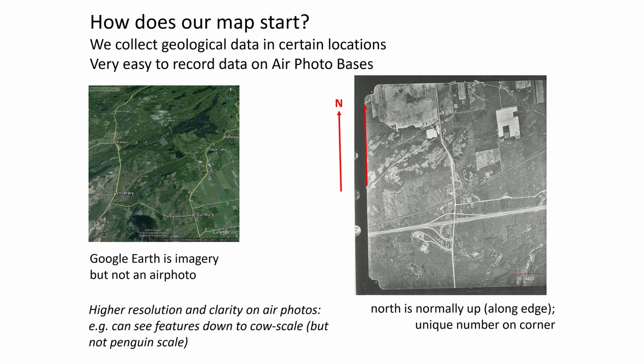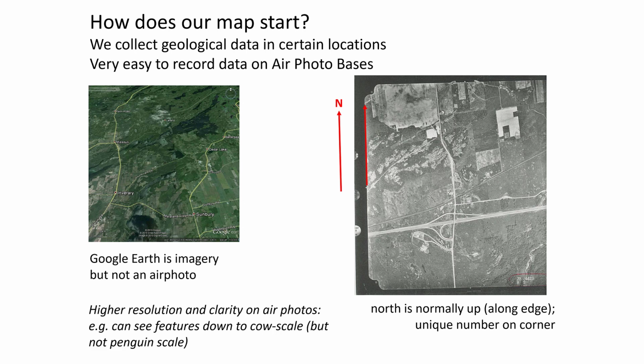So how does our map start? We collect geological data in certain locations, and it's very easy to record data on air photo bases, or we can use base maps. You're probably familiar with Google Earth satellite imagery. Google Earth is imagery, but it's not an air photo. When you get to an air photo, there's a much higher resolution and clarity that you can find, and you can see features down to the cow scale, but typically not the penguin scale.